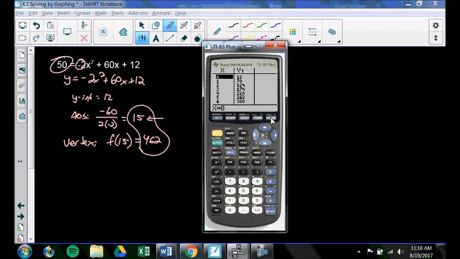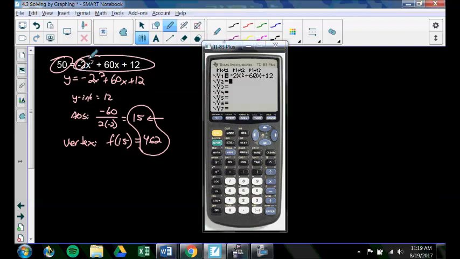The table does the same thing. You can scroll up and down, or you can go to second window and change your table setup to where it's ask, letting you plug in numbers. And you can plug in like 0.1, 0.2, 0.3. You can guess and check your way that way if you want to. However, the best way to do this is to actually make two graphs. On top, I graphed this part. On the bottom, I'm going to graph this part, just y equals 50.